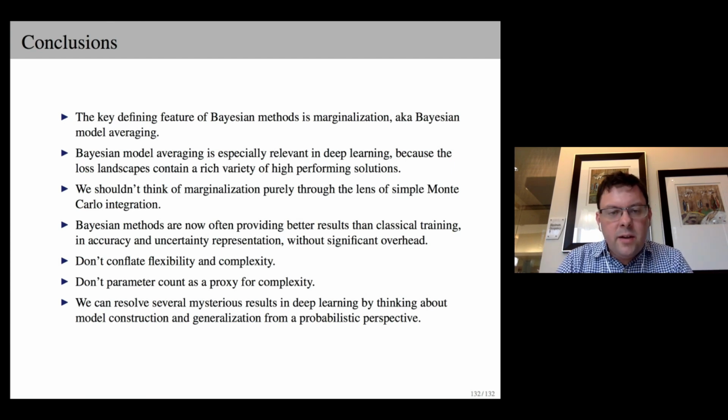I'm very excited to say that in the last year or so a lot of Bayesian methods are now providing better results than classical training, both in terms of accuracy and uncertainty representation, without a lot of additional overhead.